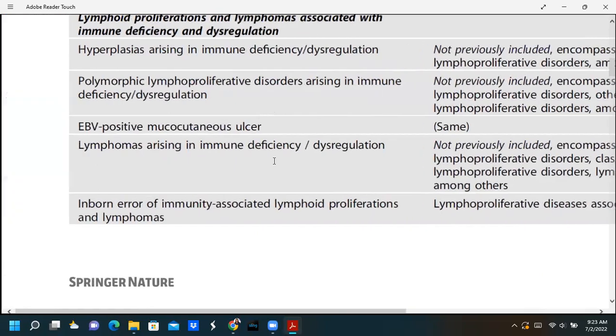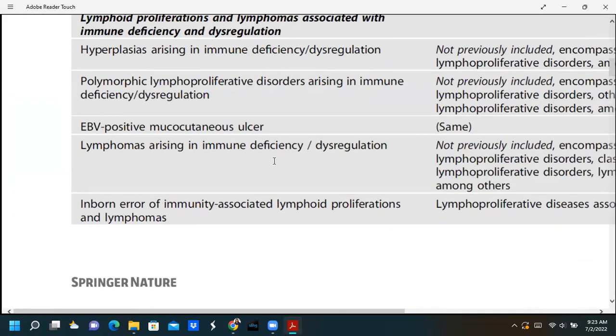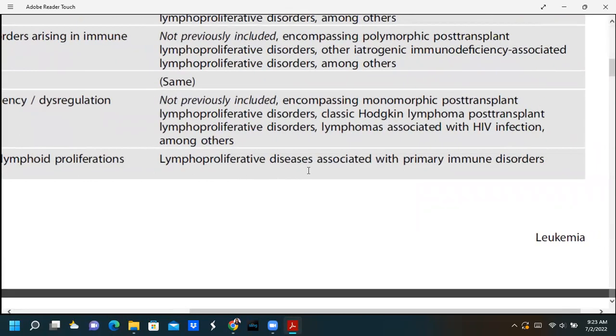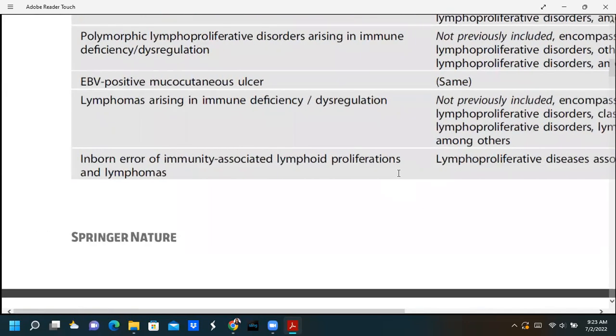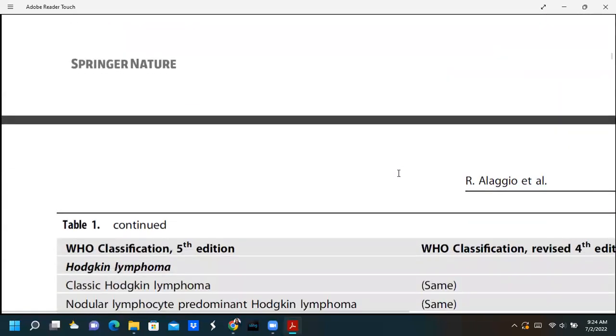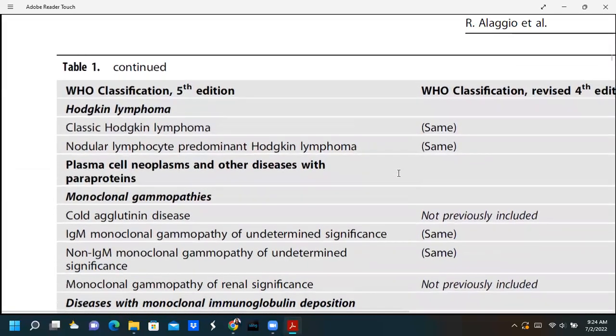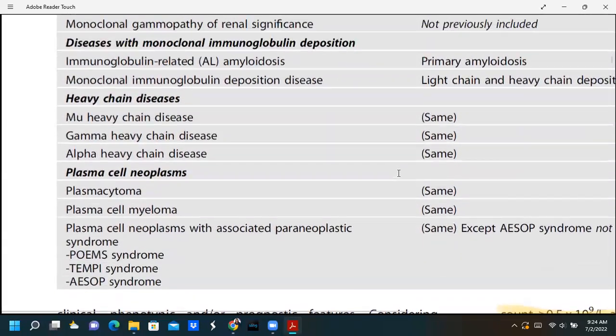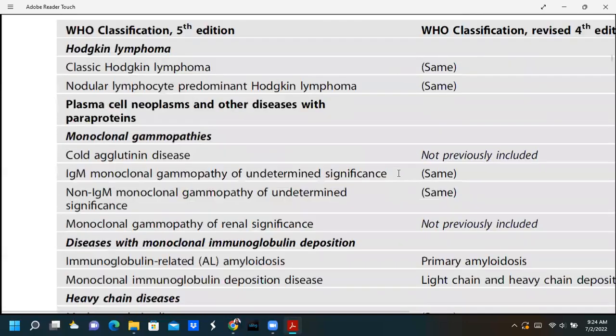So that's that. And then inborn errors of immunity-associated proliferations and lymphomas. So this was previously lymphoproliferative diseases associated with primary immune disorders. Now they changed the nomenclature to inborn errors of immunity-associated lymphoid proliferations and lymphomas. So that's about it. No, there is CHL, but CHL we can read later as well. Yeah, CHL we can read while we are doing the CHL.